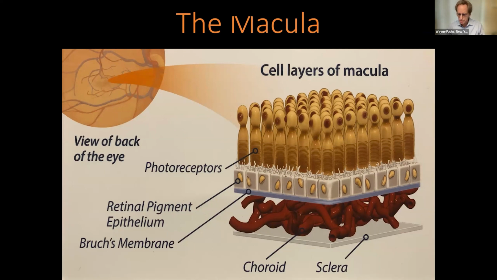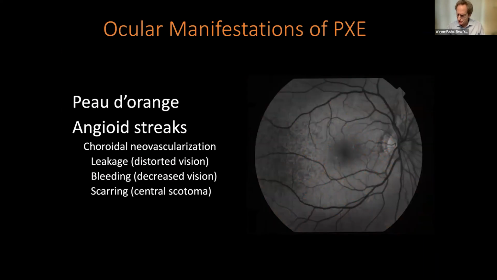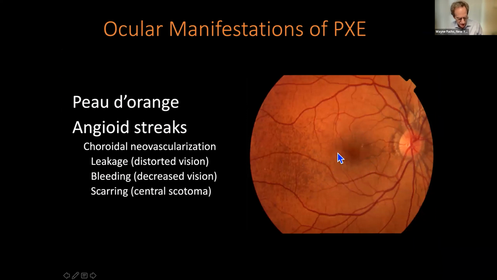There are many ocular manifestations of PXE. The most common is peau d'orange, already mentioned, or leopard spots. This disturbance is felt to be a calcified, degenerating Bruch's membrane, which is just beneath the retinal pigment epithelium, as I said, and in front of the choroid. It can be described as a widespread area of mottling of the fundus caused by multiple indistinct yellowish lesions resembling the skin of an orange.